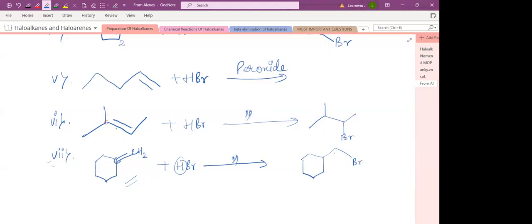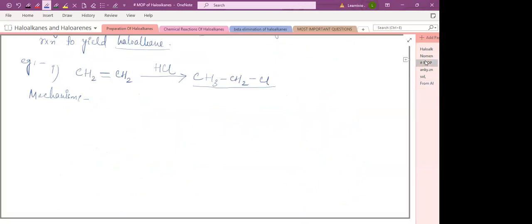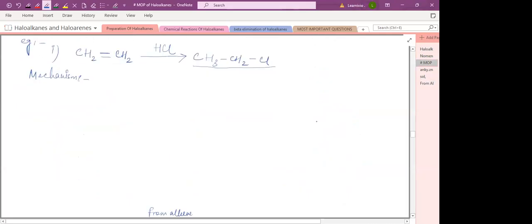Now, is it clear now? Absence of peroxide and presence of peroxide. So just remember, use the Markovnikov addition rule in the absence of peroxide and use the anti-Markovnikov rule in the presence of peroxide. Okay, next method of preparation. We have done this.